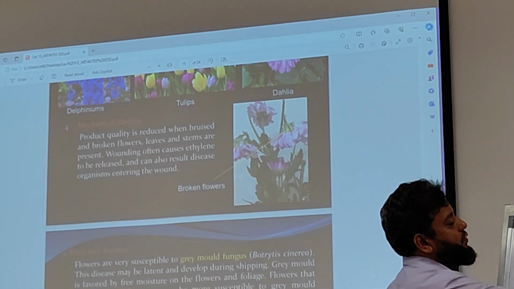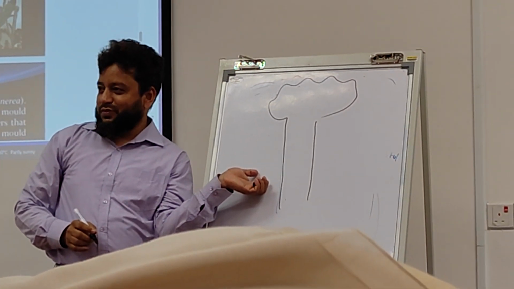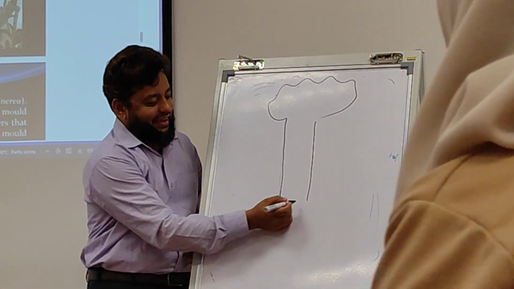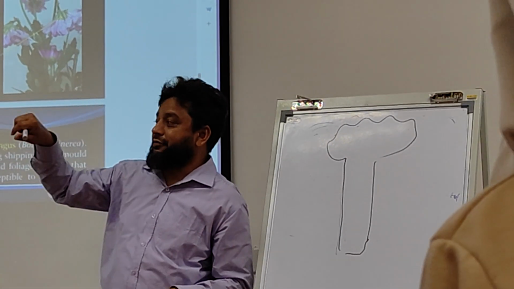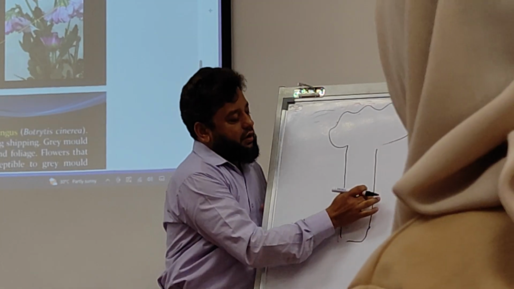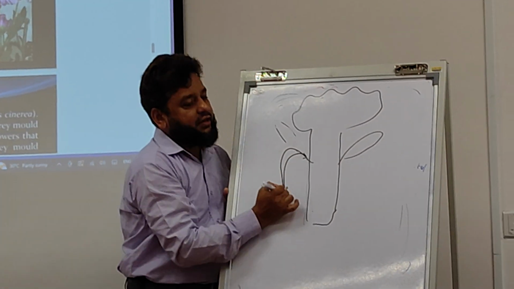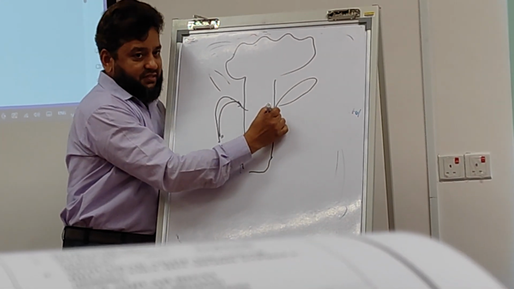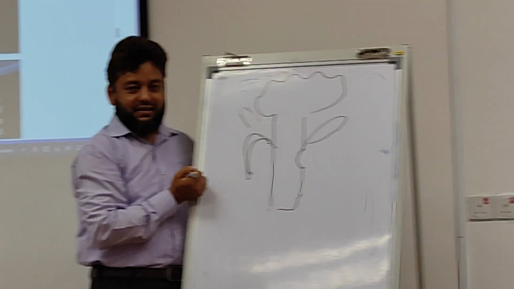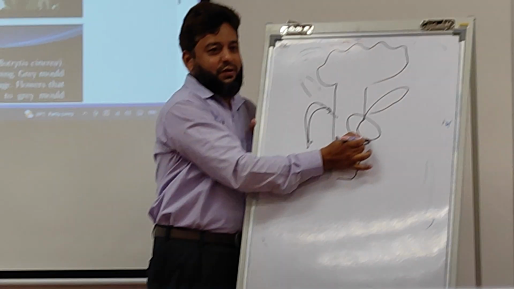Here I draw one rose flower plant, right? Here we can see how this mechanical damage can also affect the shelf life. Here is a leaf, here another leaf, but just one leaf is broken. And one or maybe some part of the stem is eaten by these insects. So this part is eaten by the insect.